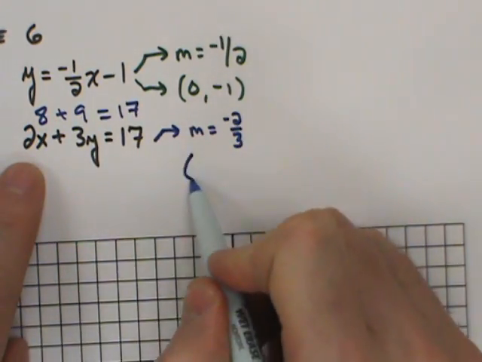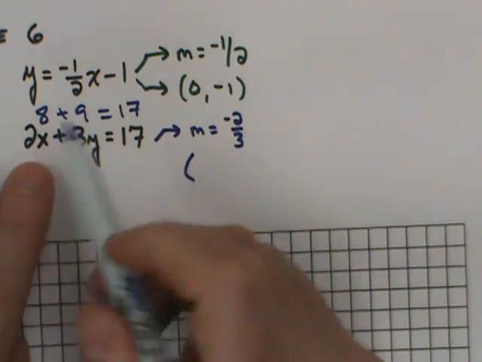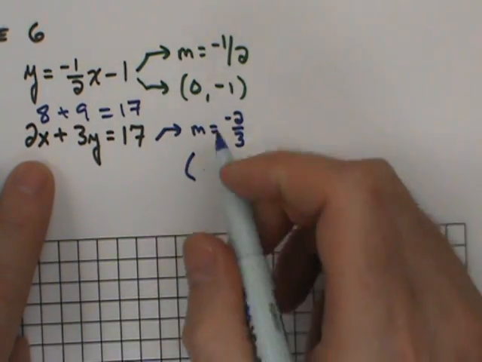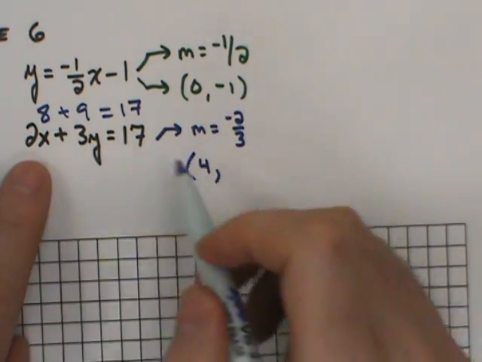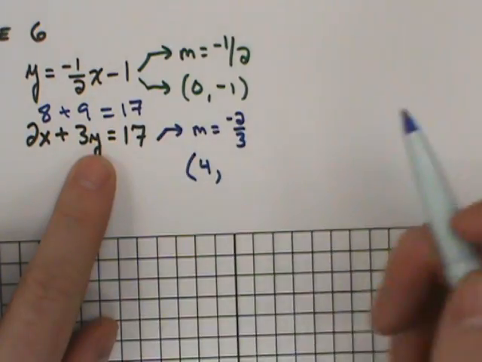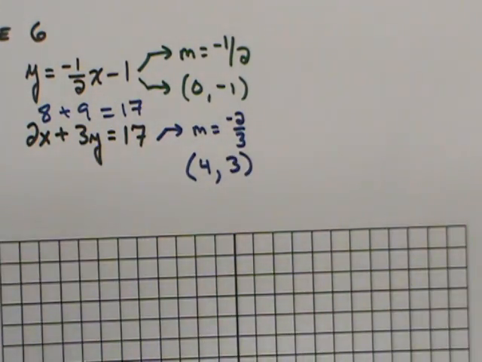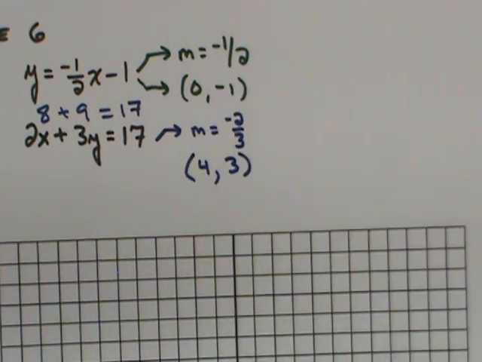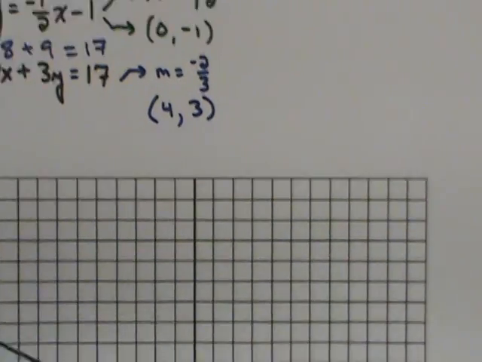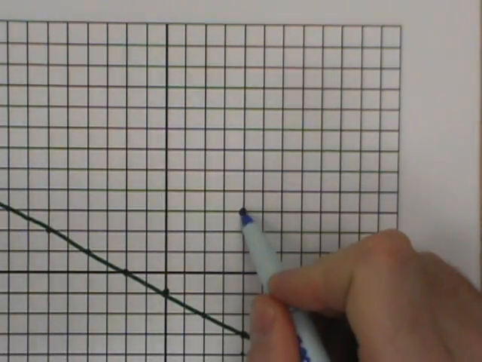And so to create a nice point here, I can ask myself, 2 times what produces 8? 4. 2 times 4 is 8. And 3 times what is 9? 3 times 3 is 9. That tells me that I could start at the point 4, 3. So I go down to my graph. 4, 3 is my starting point.